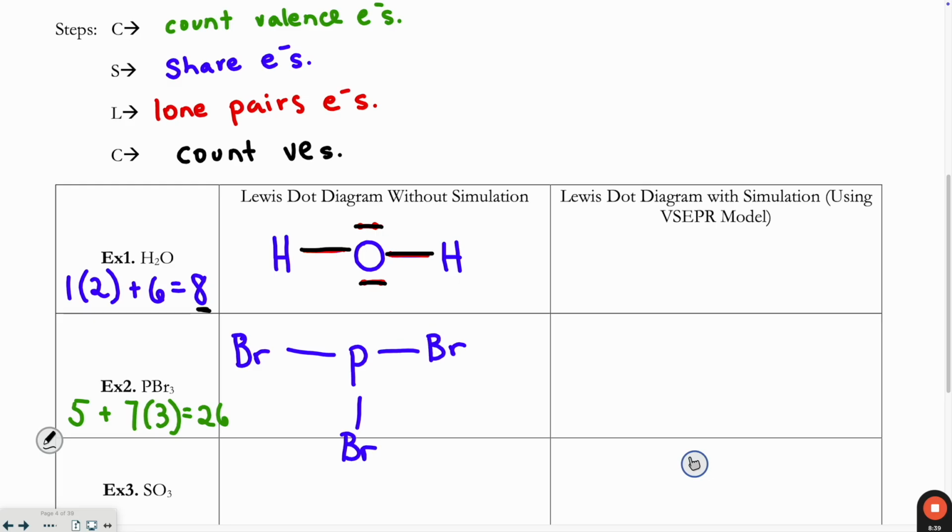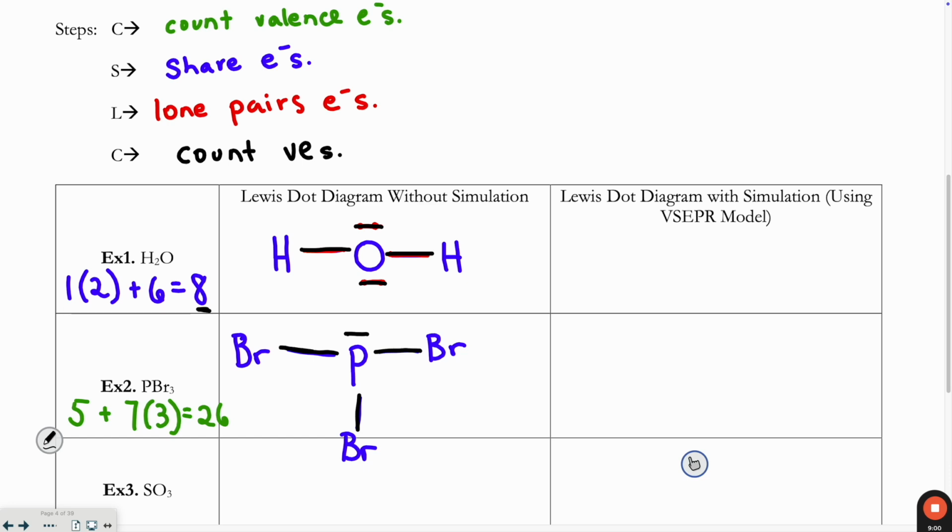Now I'm going to add lone pairs of electrons. So phosphorus right now has 2, 4, 6 valence electrons on it. It wants 8. So I need to add 2 more electrons. I'm going to add 1 pair here, and that gives me 2, 4, 6, 8 electrons.